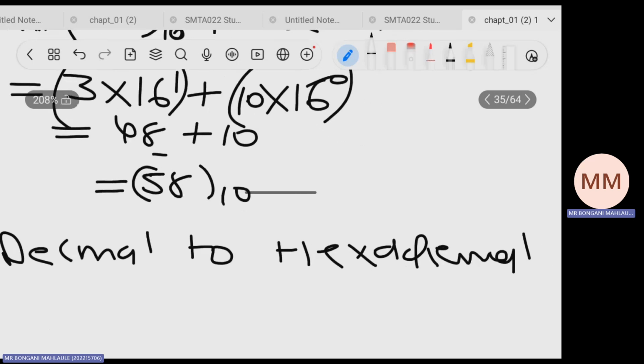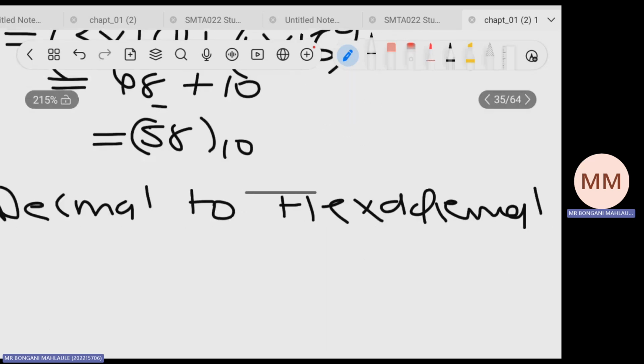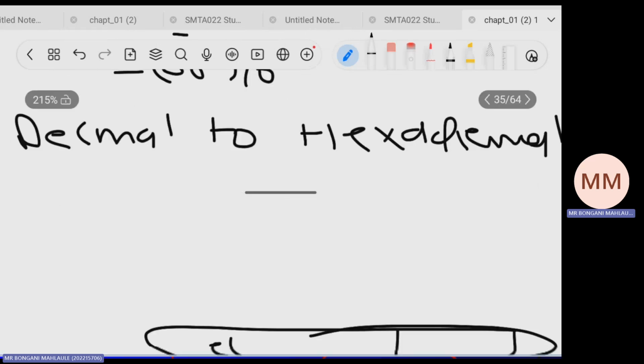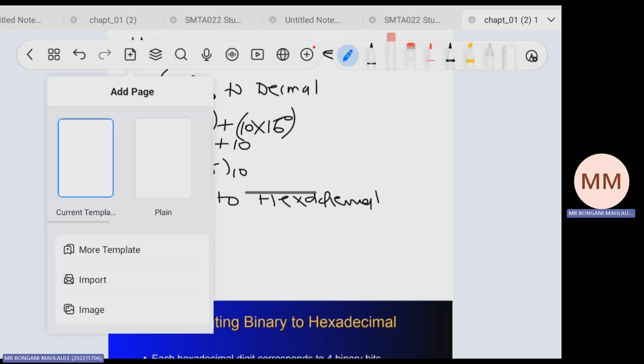So from decimal to hexa, I also want us to convert from decimal to hexadecimal. You just do 3 examples of this, then we'll be done.